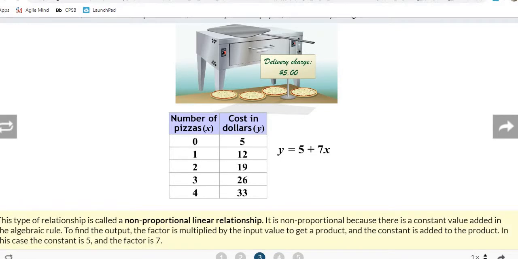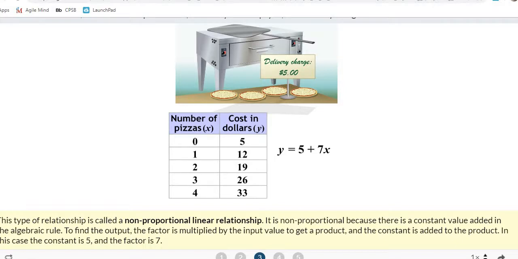Non-proportional. What in the table immediately tells you it's not proportional? It doesn't start with 0 for the first. It doesn't have a 0, 0. It has a 0, 5. So is it going through the origin? No. But looking at it, I could tell it's a straight line.